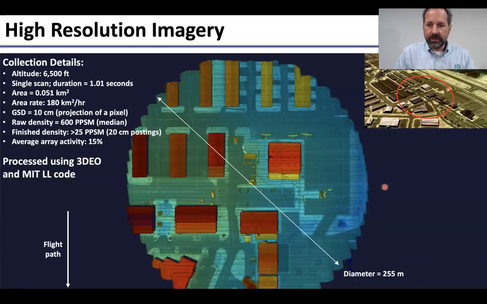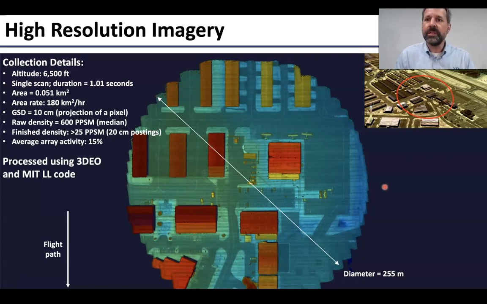And finally, I'll show you some higher resolution imagery. Here, we're focused down from 6,500 feet, so a little bit lower, on a 250-meter diameter circle at our favorite airport here. And the idea here was to show the level of precision and point density that we can get. This is 1 second of data. It's one part of about 20 scans that we collected as we flew over this area.